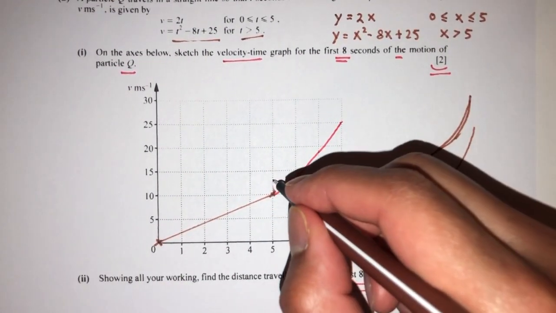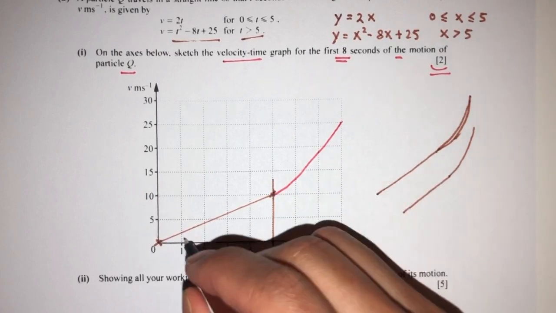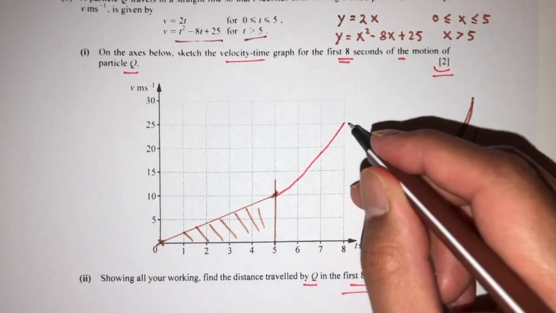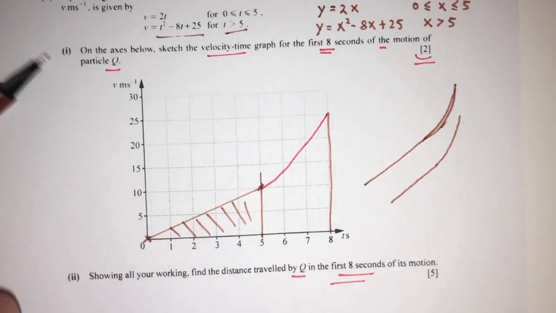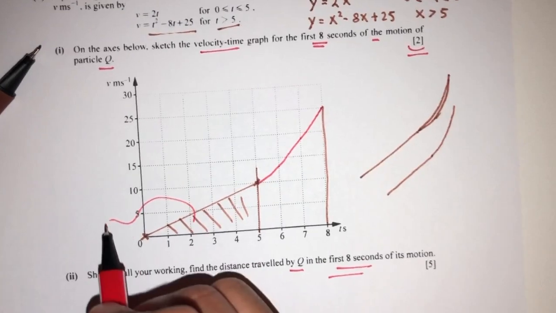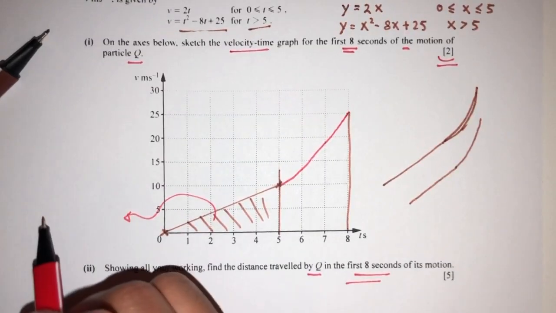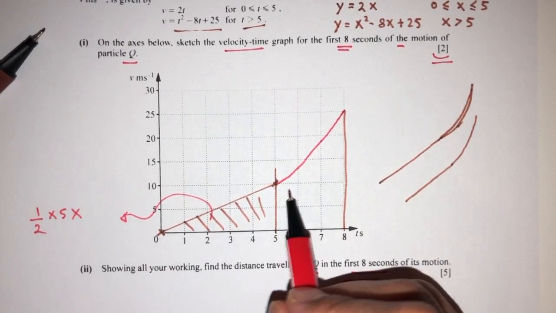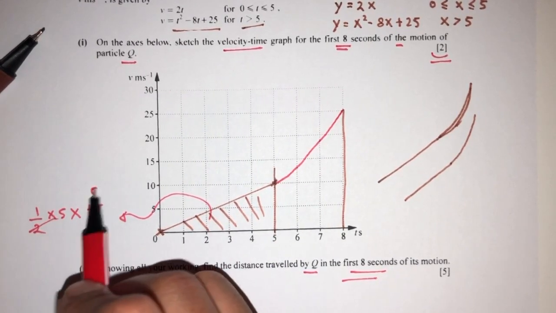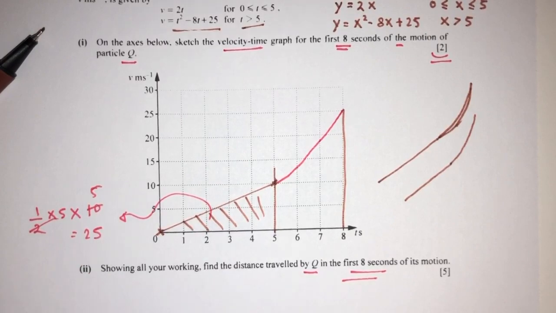Now, the first step is to break this down into two parts. You have this, and you have this. Now you can see, how do you find the first one? Pretty easy. This one is the area of a triangle, which is half times base, which is 5, times height. Height is 10. That will give you 25 for the area of the triangle.